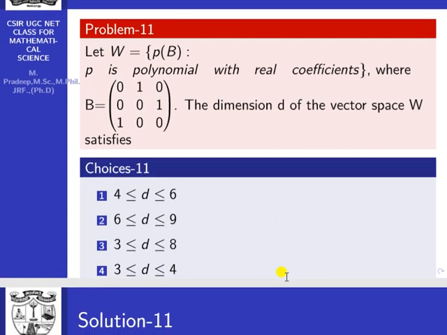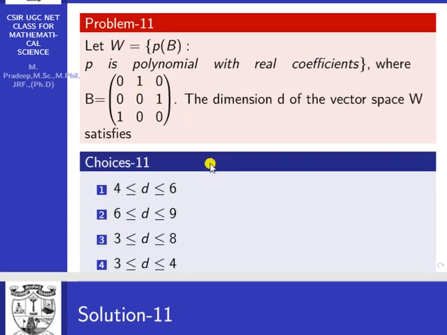The final problem, okay, let W equal to the set of P of B, where P is a polynomial with real coefficients and B is defined as the matrix 0 1 0, 0 0 1, 1 0 0. The dimension D of the vector space W is what they are asking. What is W? The collection of polynomial functions with respect to the matrix B. Okay, it's also a very simple problem.